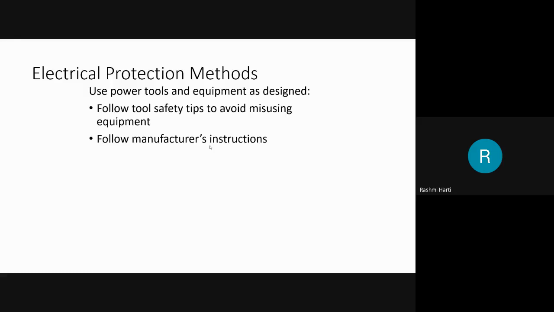Then you have use power tools and equipment as designed. That is one of the electrical protection methods. Here you follow the tool safety tips to avoid misused equipment, and follow manufacturer instructions. You use only equipment that is approved, and you use all equipment according to the manufacturer instructions. That is the main point here.